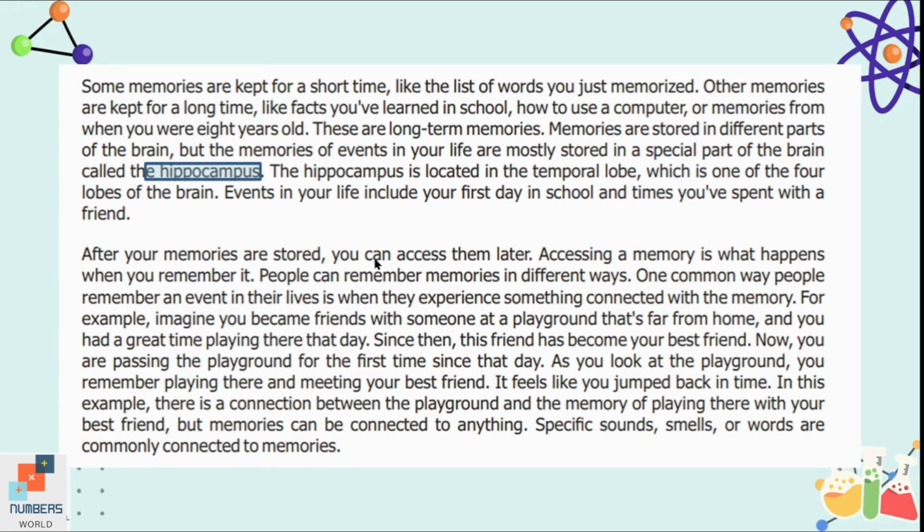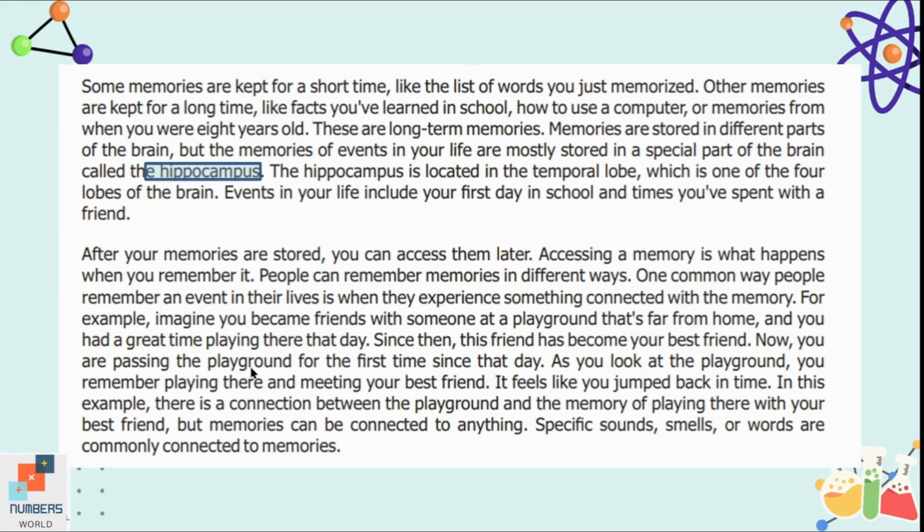After your memories are stored, you can access them later. Accessing a memory is what happens when you remember it. People can remember memories in different ways. One common way people remember an event in their lives is when they experience something connected with the memory. For example, imagine you became friends with someone at a playground that's far from home and you had a great time playing there that day. Since then, this friend has become your best friend.